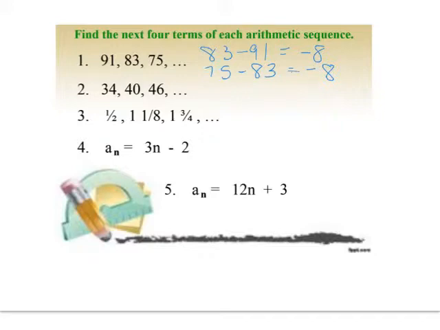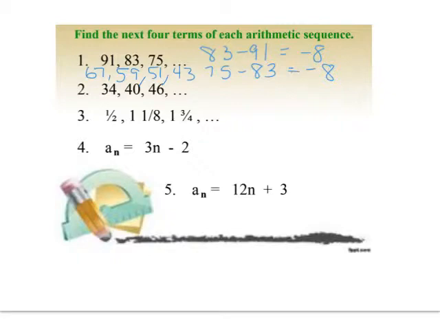Negative 8 is the number that we would call the common difference. That's the number that we're adding over and over and over to get the next term of the sequence. These are the terms of the arithmetic sequence. Okay, so I'm going to go ahead and extend this to get the next four terms. So 75 plus negative 8 is 67, and 67 plus negative 8 is 59, and 59 plus negative 8 is 51, and 51 plus negative 8 is 43. So those are the next four terms of the sequence.